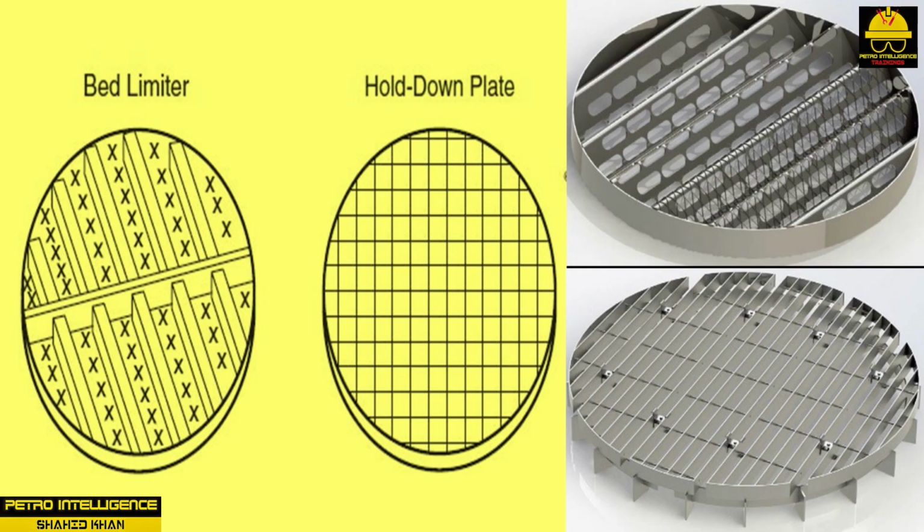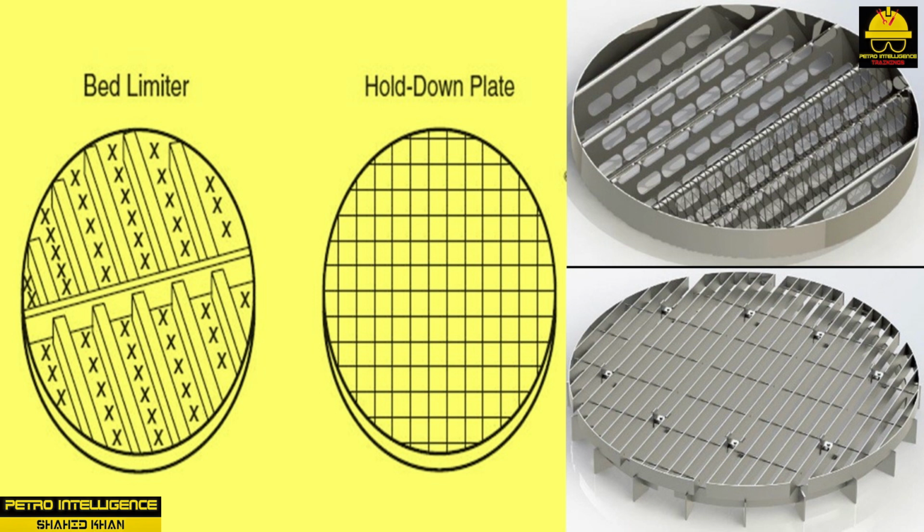Bed limiters and hold-down plates. Bed limiters and hold-down plates, as shown in the picture, are engineered to keep fixed bed packing from migrating or fluidizing out of the section. Hold-down plates rest on top of the packing, whereas bed limiters are attached to the inside wall of the column. Hold-down plates are primarily used on carbon and ceramic packing. Bed limiters are used on metal or plastic packing.